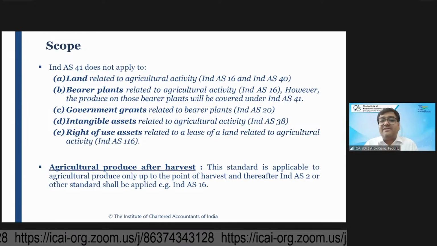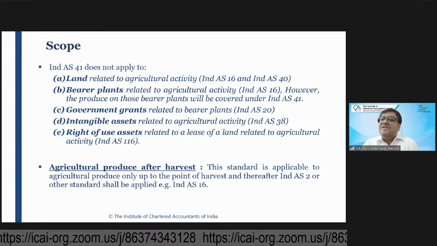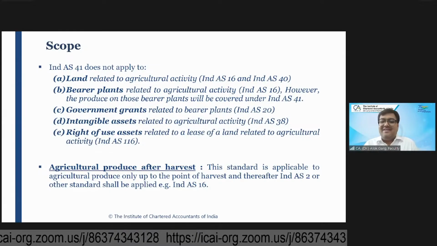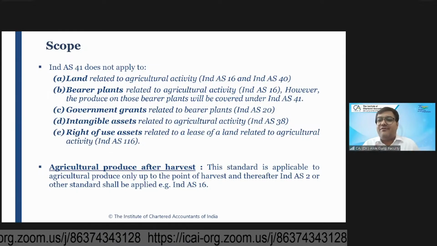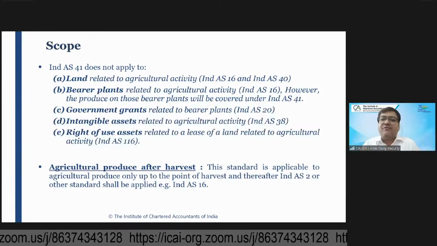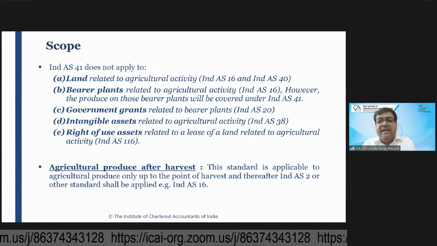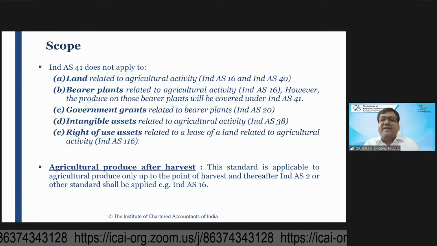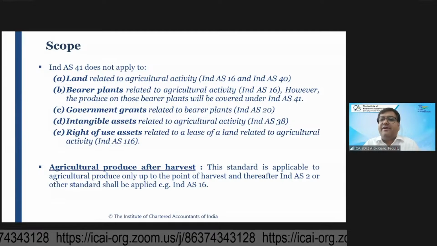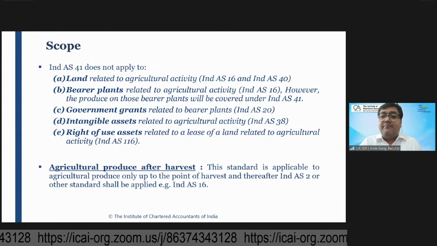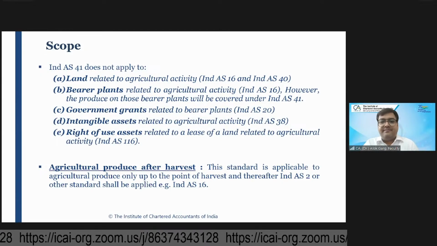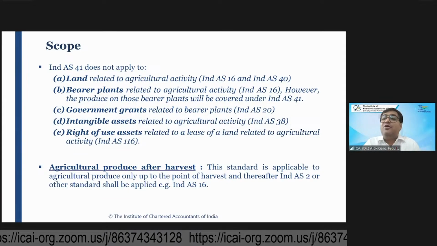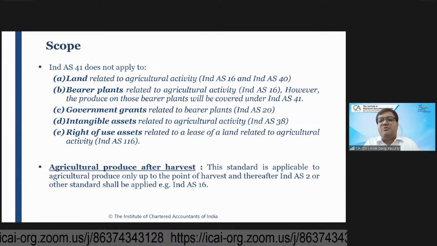This standard does not cover land. You are using the land for agricultural activity, but this land is no more a biological asset. It is not covered under Ind AS 41. It is covered under either Ind AS 16 or 40. Bearer plants, as I explained, mango tree, tea tree, rubber tree, coffee tree, are covered under Ind AS 16. But the produce on the bearer plant has to be covered under Ind AS 41. Government grants relating to bearer plants will be covered under Ind AS 20.